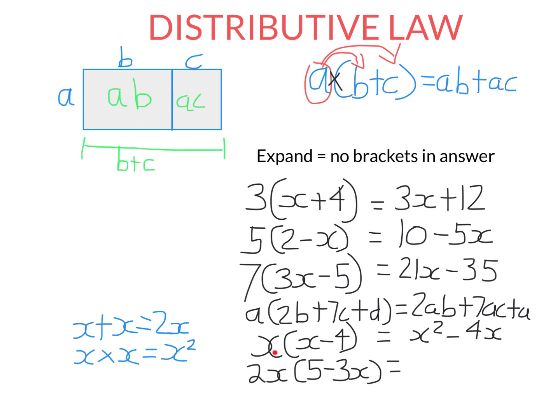Similarly for the last one, 2x times 5, well 2 times 5 is 10, and then write the x. Now we've got 2x times negative 3x. Well, 2 times negative 3 is negative 6. x times x is not 2x, it's x squared, and we're done.